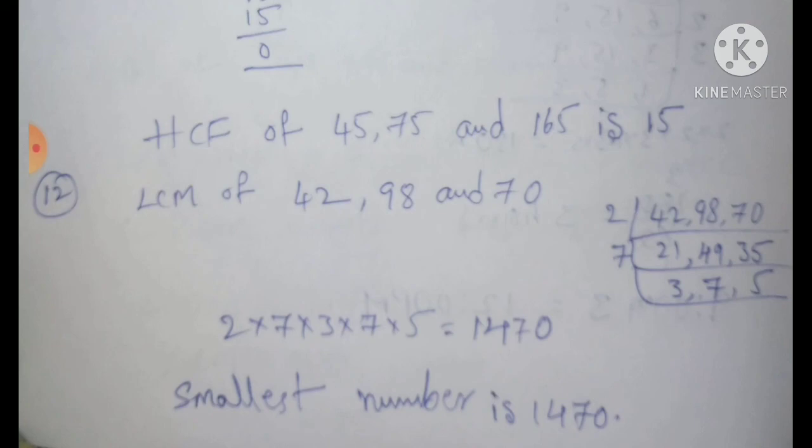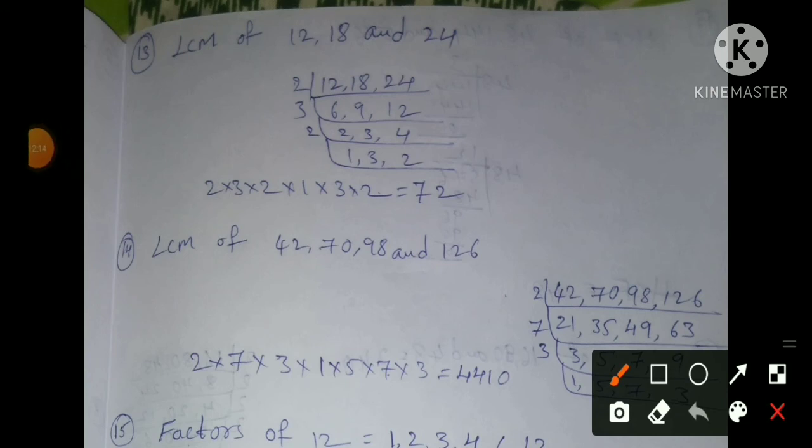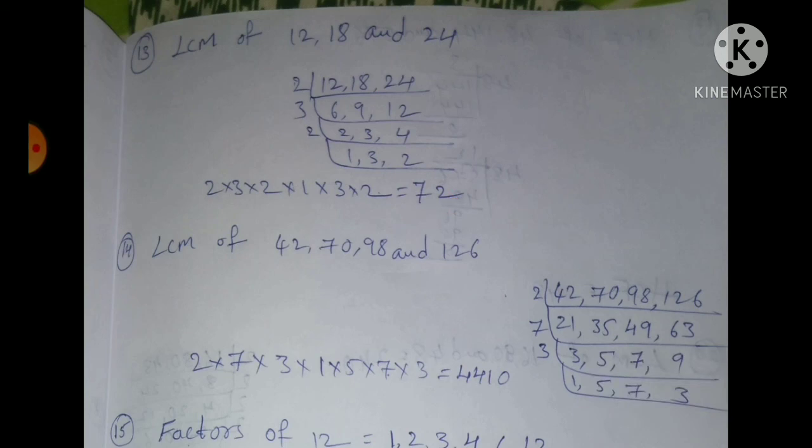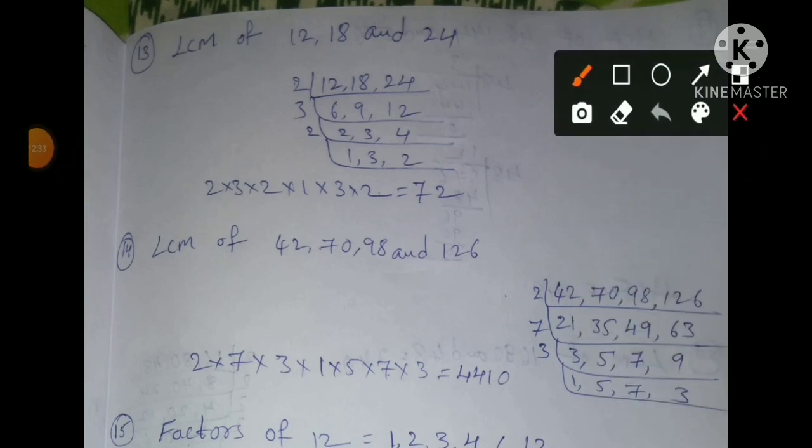Next question, find the LCM of 12, 18 and 24. The LCM of 12, 18 and 24 is nothing but 72. This is the process. Follow the process. Next, LCM of 42, 70, 98 and 126 is nothing but, here this is the process. Okay, follow this process. The answer is 4410.